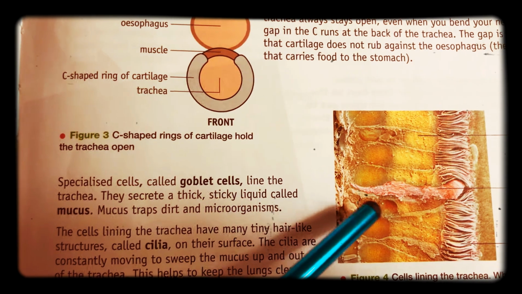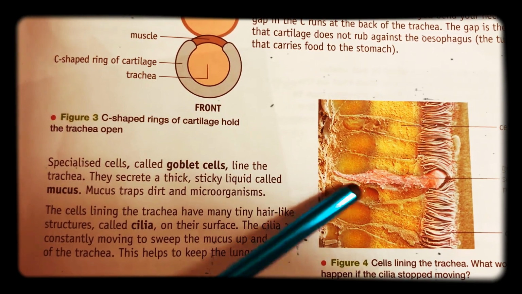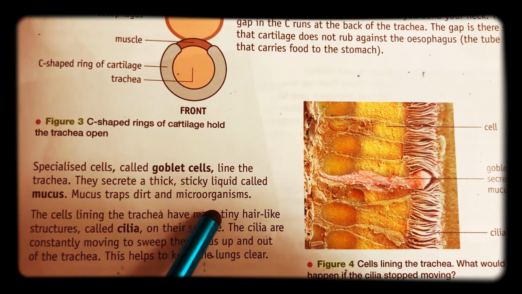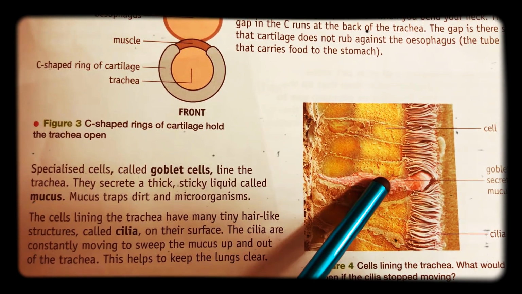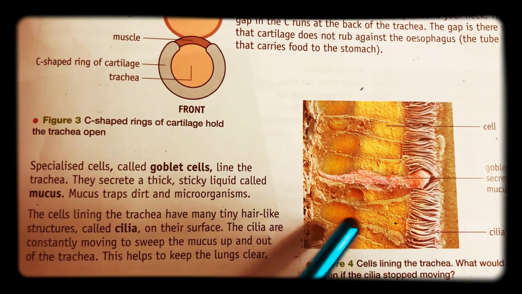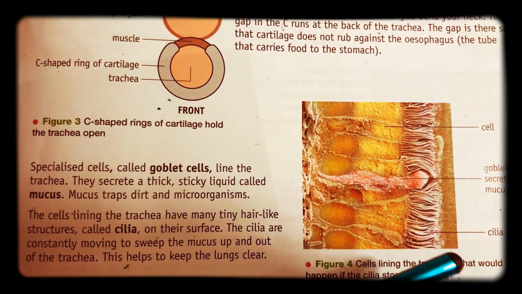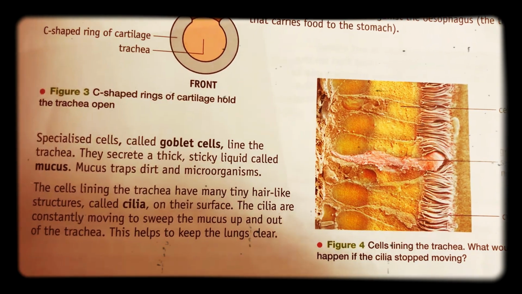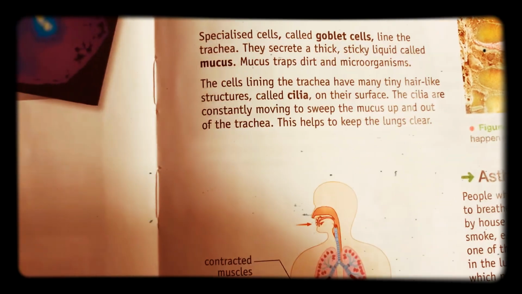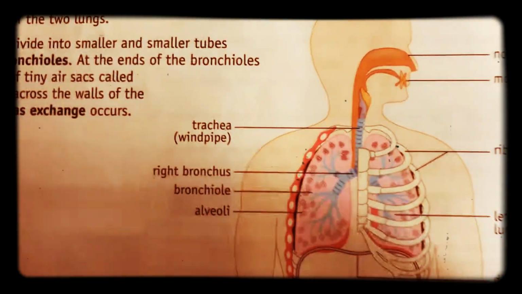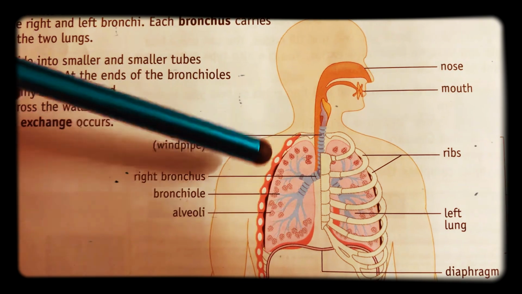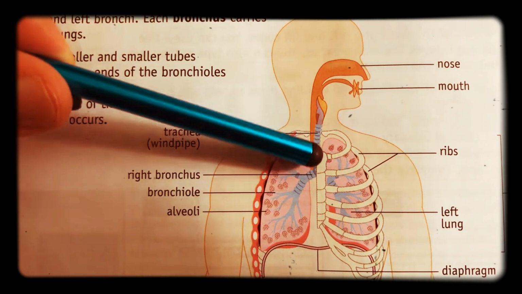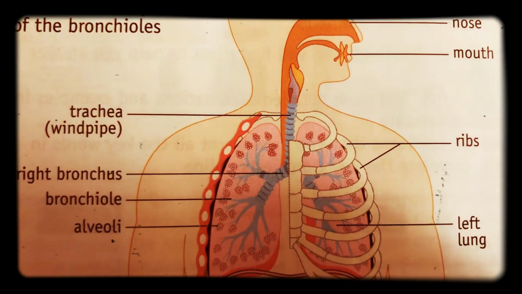You can actually see this mucus coming through the goblet cells that line the trachea. That's what's causing me to have a frog in my throat at the moment. They secrete a thick, sticky liquid called mucus, and that mucus traps dirt and microorganisms. The cells lining the trachea have many tiny hair-like structures called cilia on their surface. The cilia are constantly moving to sweep that mucus up and out of the trachea, and that helps to keep the lungs clear. You also have cilia in your bronchioles and your bronchus as well as your trachea, so all the blue parts here.